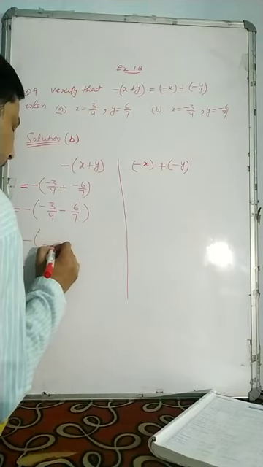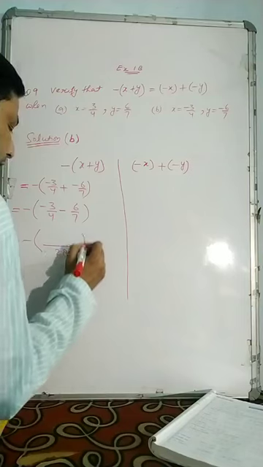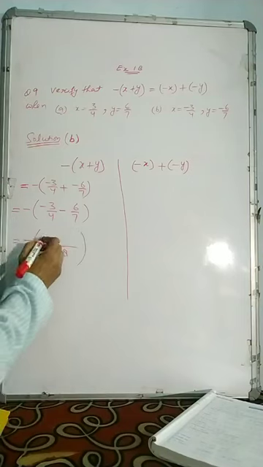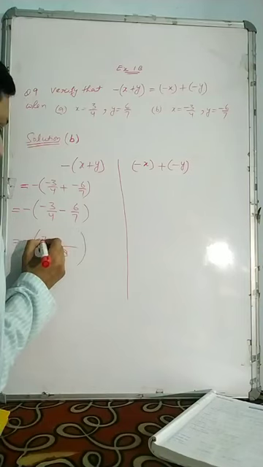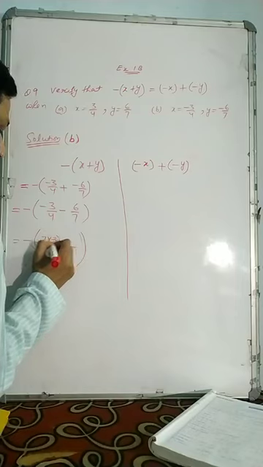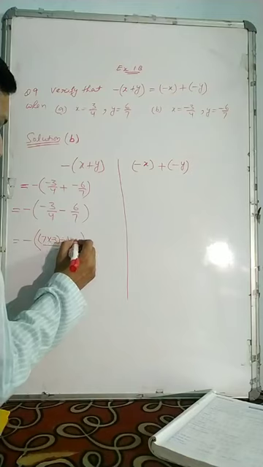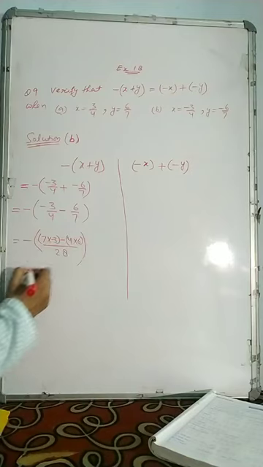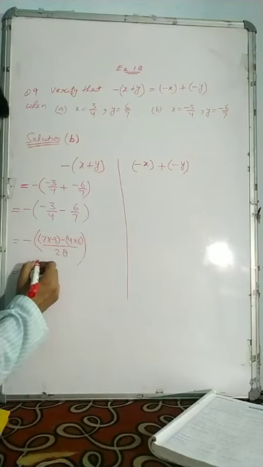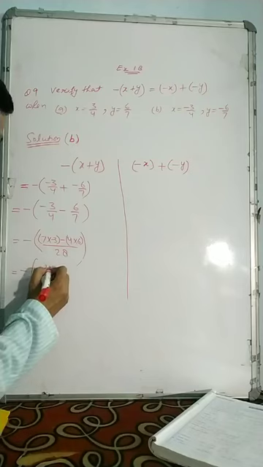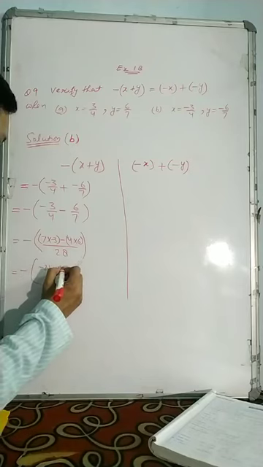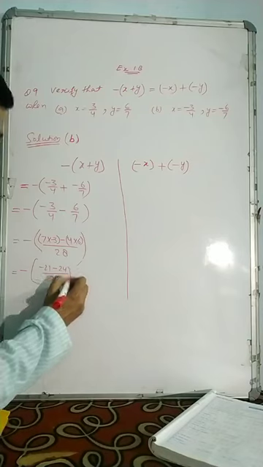Now what will be the LCM? The LCM will be 28. In the table of 4 it will come 7 times, so 7 into minus 3, then close the bracket, minus, in the table of 7 it will come 4 times, so 4 into 6, then close the bracket. Here after multiplying we get minus 21 minus 24 upon 28.